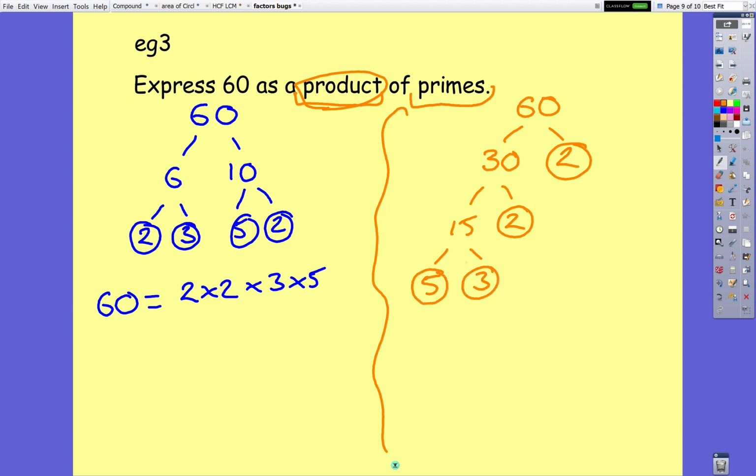Now we've got all of our primes, there's no other branches, every number's got a circle around it, so we put 60 equals 2 times 2 times 3 times 5, and hopefully, yeah, we have, look, both exactly the same. So it doesn't matter which way you split it, because you'll always get to the same answer.